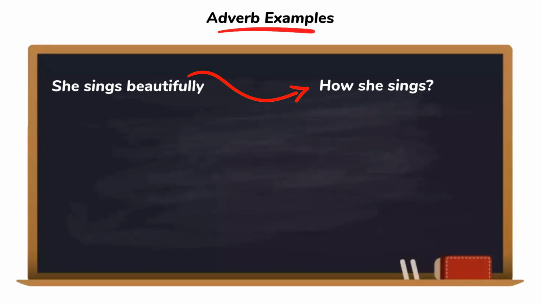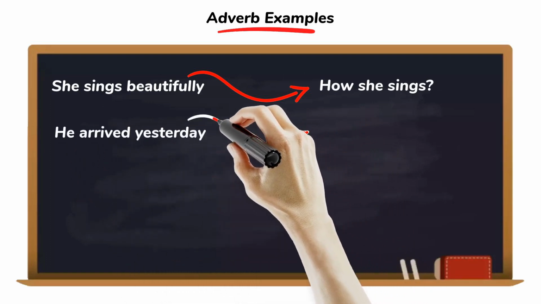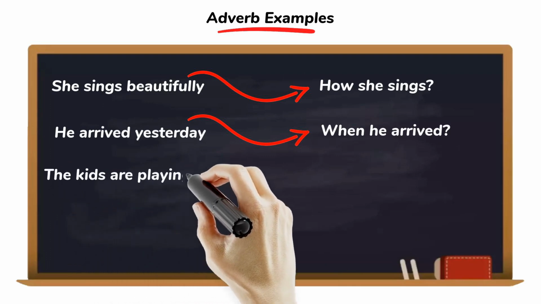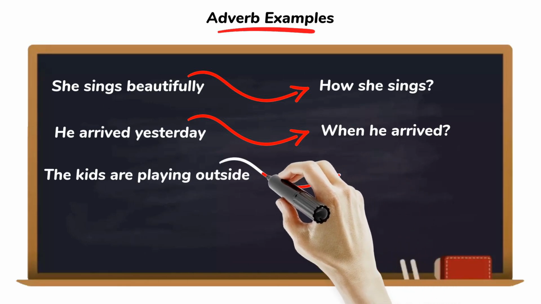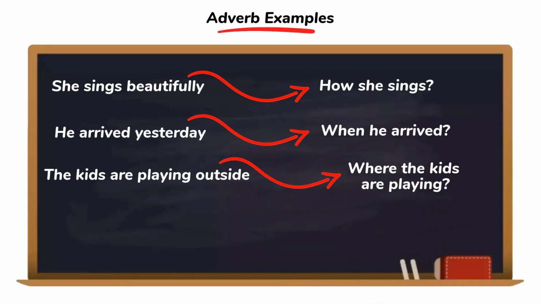Here's another one. He arrived yesterday. In this sentence, yesterday tells us when he arrived. So, adverbs can help us answer the question of time, not just how something happens. Let's try a different question. The kids are playing outside. The word outside tells us where the kids are playing. So adverbs can also tell us about place, not just how or when.